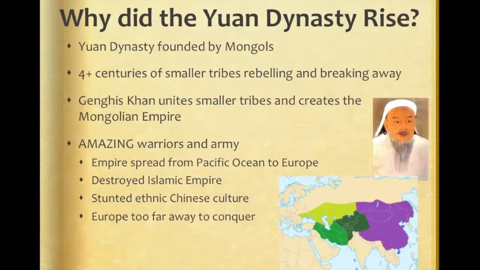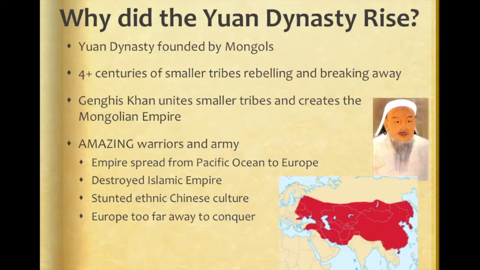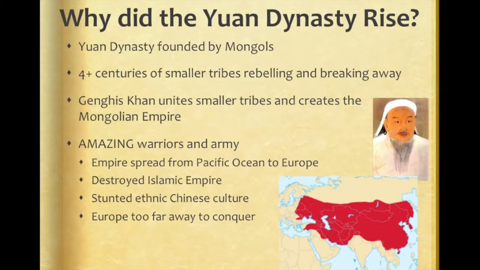If you watch the map on the bottom, you see it start small, get bigger, bigger. And the dates, it's like every 3 or 4 years, they just add millions and thousands of acres to their land. Okay, so they're amazing warriors, great army. They spread from the Pacific Ocean to Europe. They destroyed the Islamic Empire. They went through Baghdad. They burned everything. They really stopped the Islamic Empire from spreading and evolving and advancing in a lot of stuff.